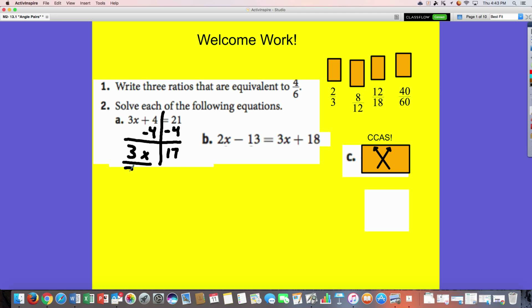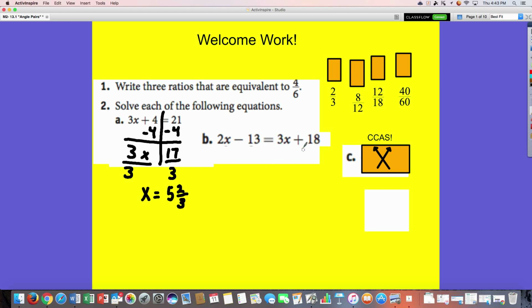Divide this side by 3. Divide this side by 3. And we're left with x equals 17/3. I can really just leave it like that, or I could reduce it. 3 goes into 17 5 times. I have 2 left over, and my original denominator is 3, so 5 and 2/3.